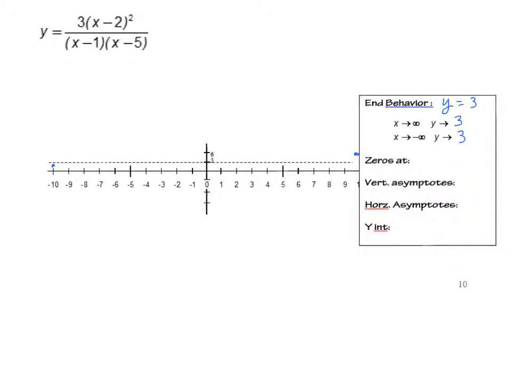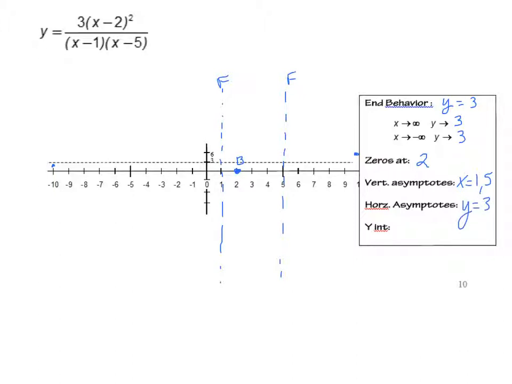My zeros come from the numerator, so I only have 1. It's at 2. I'll go ahead and mark it. And since it's squared, it's going to be a bounce. My vertical asymptotes are going to be x equals 1 and 5. So let's put those in. Those are both to the first power, so they are both flips. I do have a horizontal asymptote.